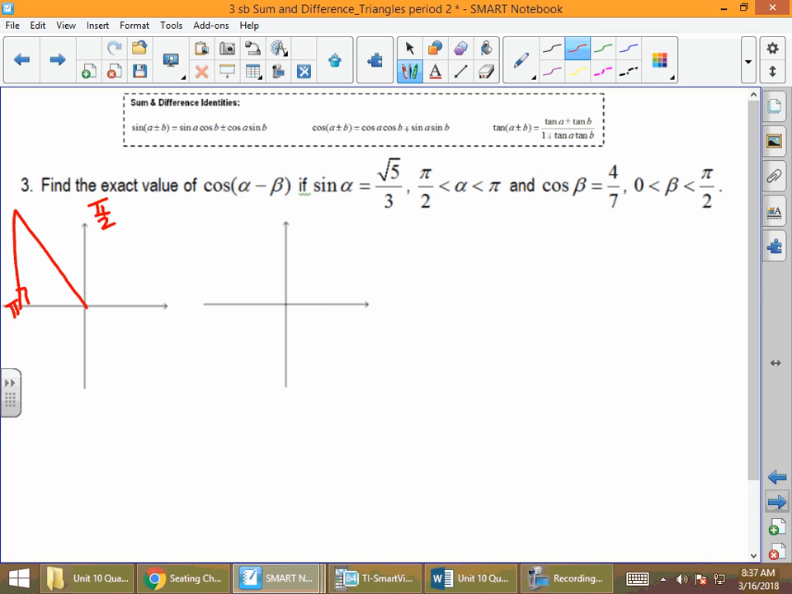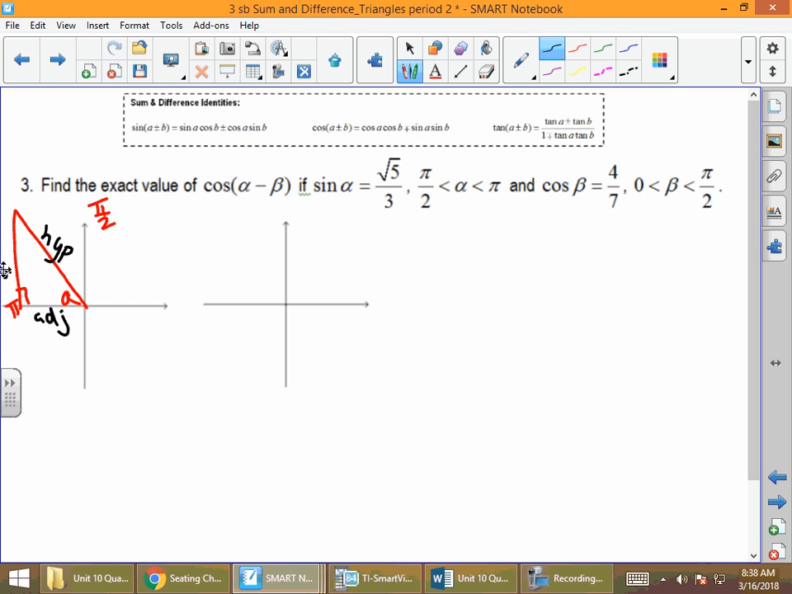Label if you need to. We're dealing with alpha. I'm just going to put an A there. And our hypotenuse is here. Across from A is our opposite, and I'm not sure if I can write that in. It's not going to let me. But I can write in my adjacent here.